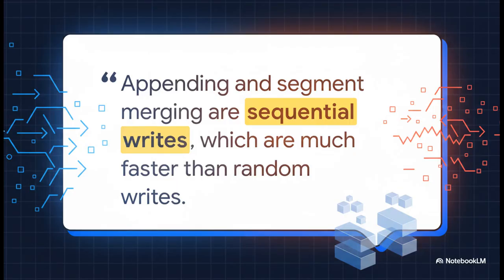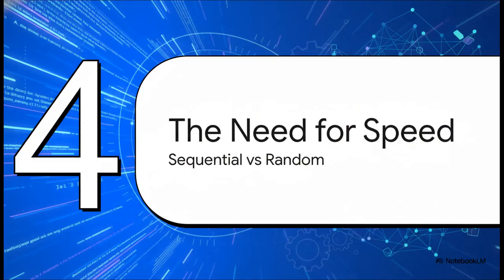There's this great quote from Martin Kleppmann in our source material that says, "Appending and segment merging are sequential write operations, which are generally much faster than random writes." This one sentence is basically the ultimate teaser for the climax of our explainer. The whole reason we go through all this trouble with segmenting and merging and compacting, it is all about one thing: raw, unadulterated speed. Let's break that down in Section 4, the need for speed.